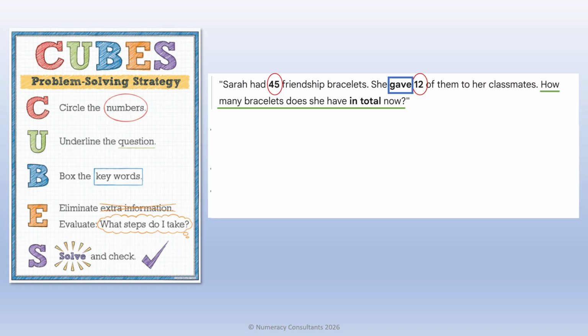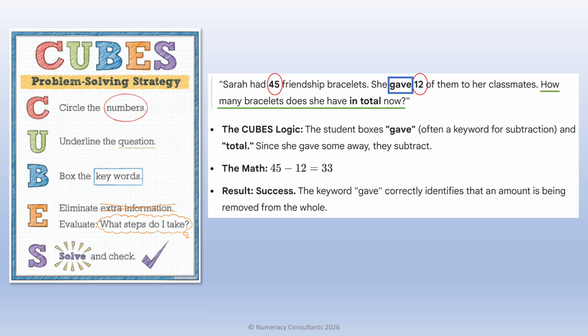We go through and box keywords, and the word gave is there. In the cube strategy, there's a lot of keywords, and the word gave tends to signal some type of subtraction. So taking a look at the cube's logic, the student boxes gave, often a keyword for subtraction. Since she gave them away, they subtract. The math is 45 minus 12 equals 33, and the result is success. The keyword gave correctly identifies the amount being removed from the whole.